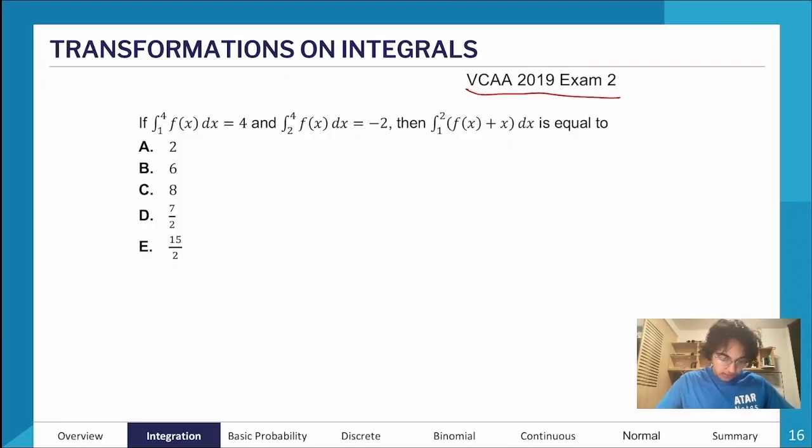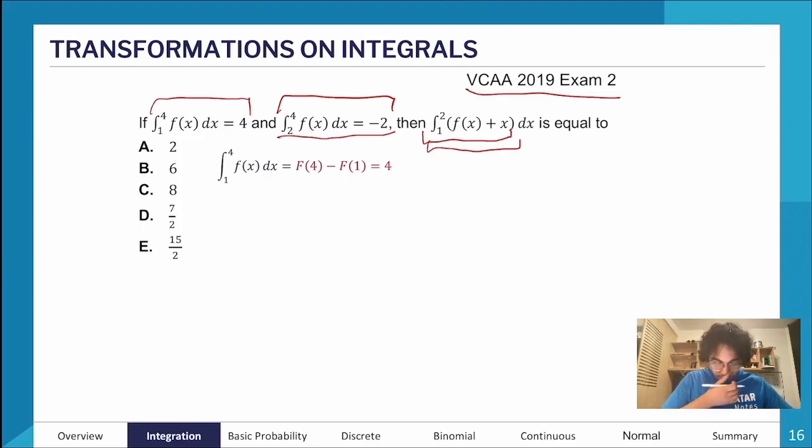So we've got the integral of f of x with respect to x is equal to 4 from 1 to 4, right? We're taking the integral bounded from 1 to 4, okay? And they've also told us that from 2 to 4, it's equal to negative 2. And what they want us to do is evaluate this. Okay, so how do we do it? Well, I want to try use these two integrals that they've given me and try fit that into this integral and try work it out.